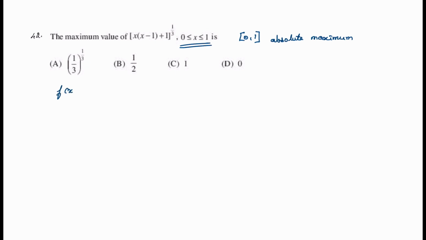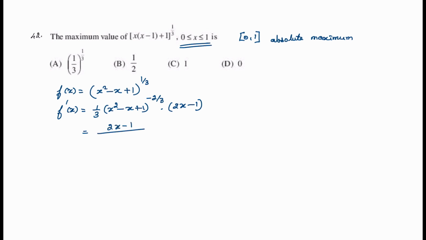Let us take the given function as f of x. I'm opening the brackets, (x square minus x) to avoid the product rule, plus 1, whole raised to 1 by 3. Differentiate: f dash of x, the power has to be differentiated first. 1 by 3 times (x square minus x plus 1) whole raised to 1 by 3 minus 1, which is minus 2 by 3, times the base differentiated, which is 2x minus 1. This can be written as (2x minus 1) upon 3 times (x square minus x plus 1) whole raised to 2 by 3. Now we will equate it to 0 to find the critical values.